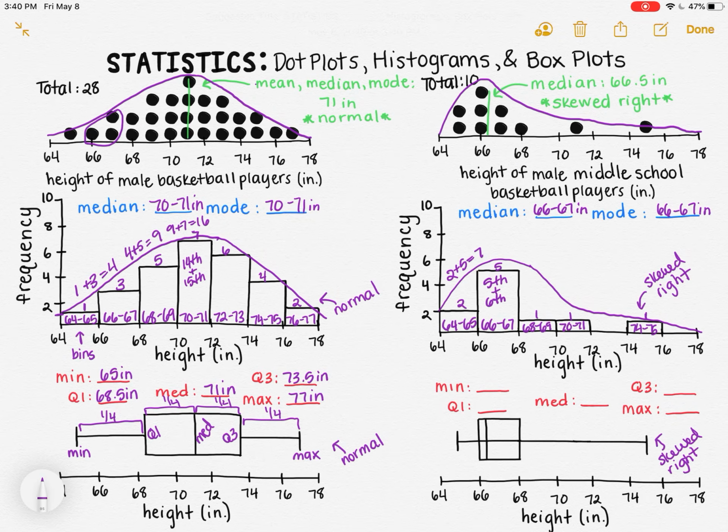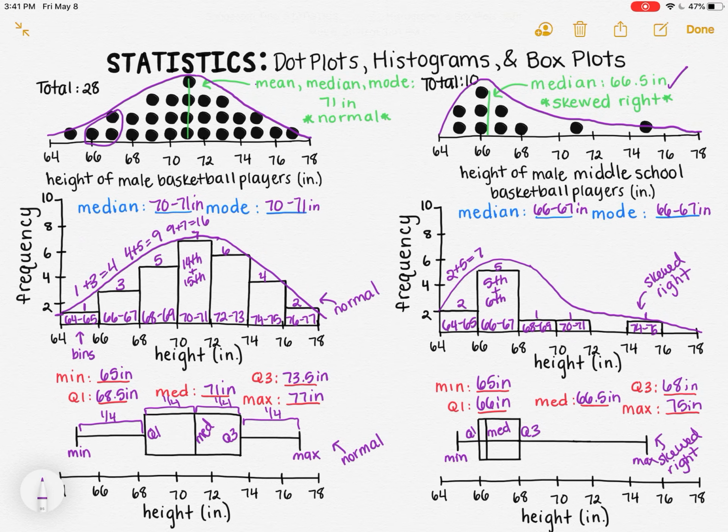All right, our last box plot, we have our minimum all the way on the left at 65 inches, our maximum all the way on the right at 75 inches. Our median is that line in the middle of the box, which is a little past 66, so 66.5 inches, which again makes sense because we had our median as 66.5 inches in the dot plot. And then quartile 1 is the first line between the minimum and the median, which is at 66 inches. And quartile 3 is the line between the median and the maximum, which is at 68 inches.